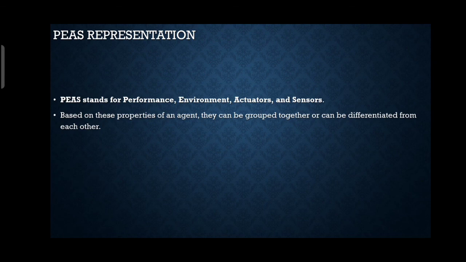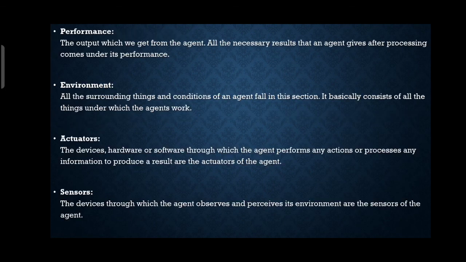Based on these properties of an agent, they can be grouped together or differentiated from one another. This PEAS word is made up of four words. P stands for performance, E stands for environment, A stands for actuators, and S stands for sensors. Let's describe each one of these parameters. Performance can be the output we get from the agent, and all the necessary results that an agent gives after processing come under performance.